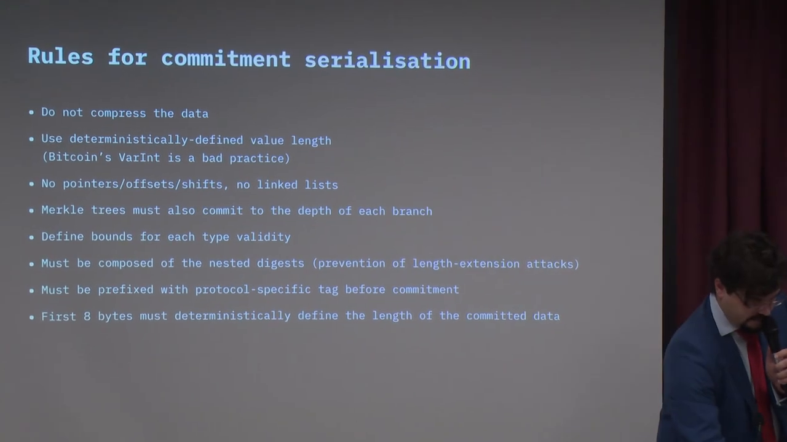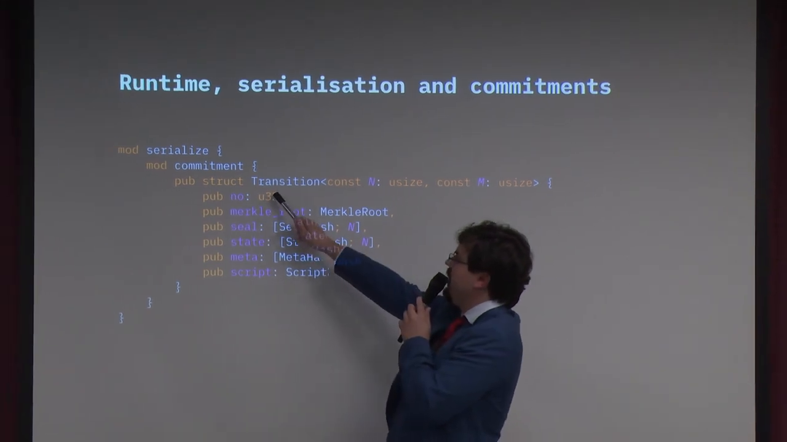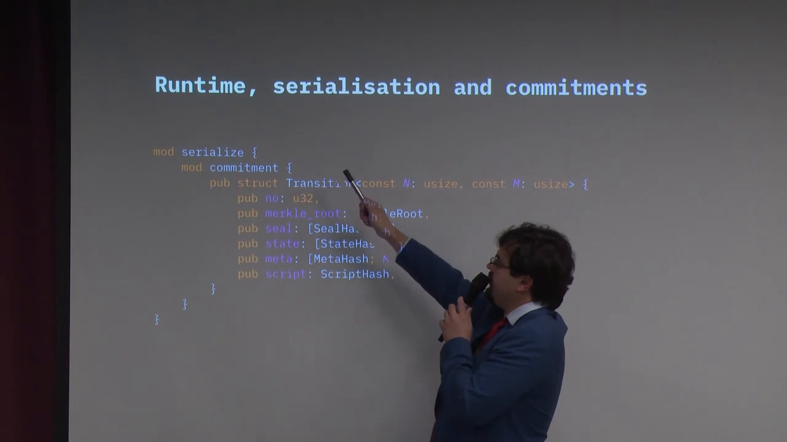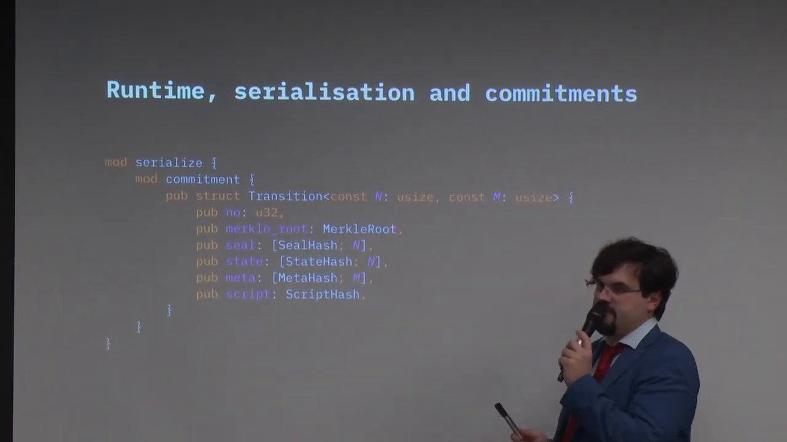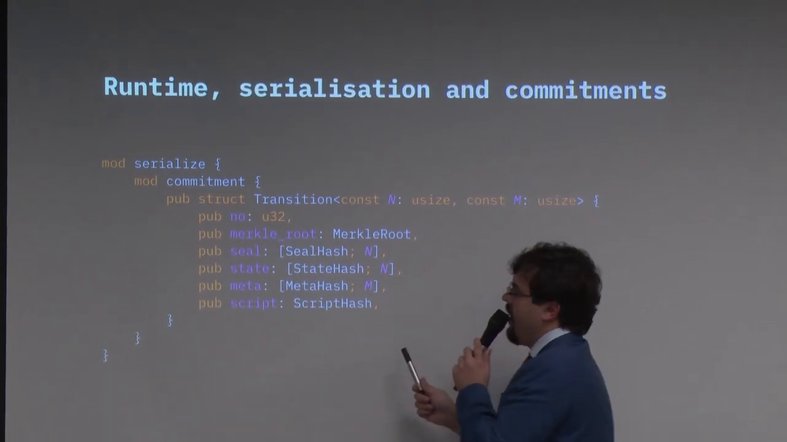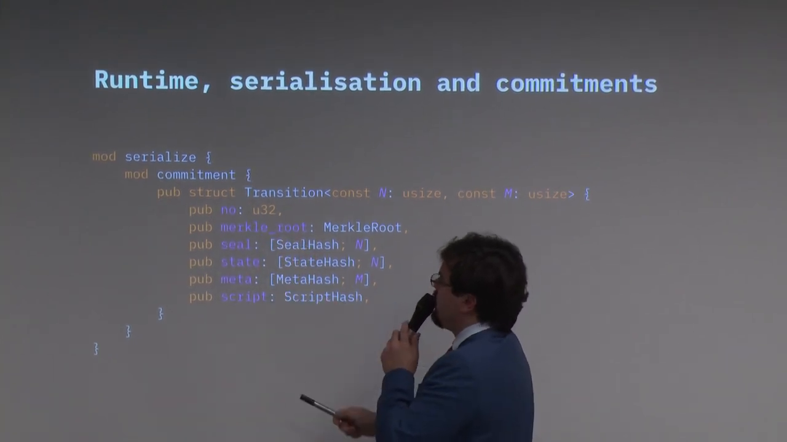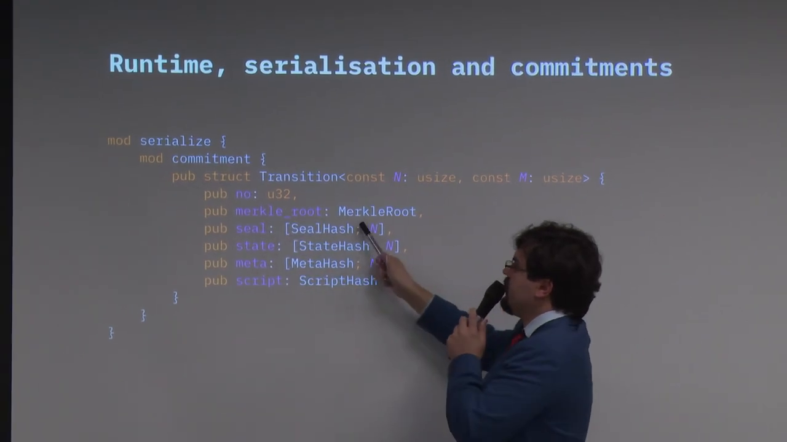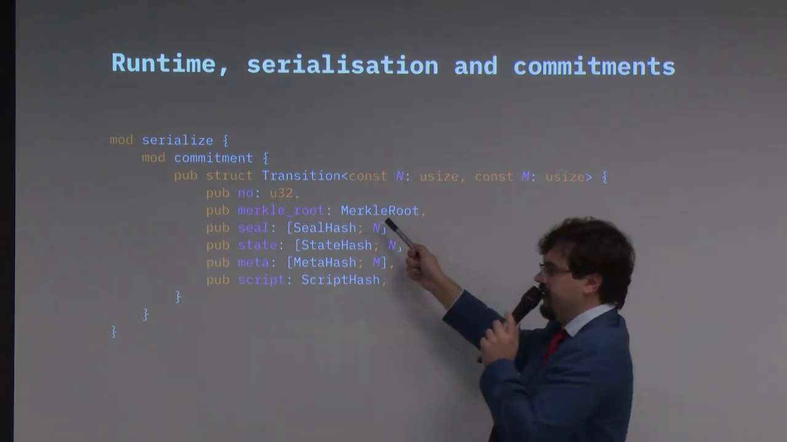And as an example, I'm demonstrating here a structure that represents the commitment serialization for the state transition. We were discussing the structure of the state transition yesterday. And there will be a fixed length field for the number of defined seals. There will be a Merkle root of type Merkle root. Yes, it is a hash, but a specific type.